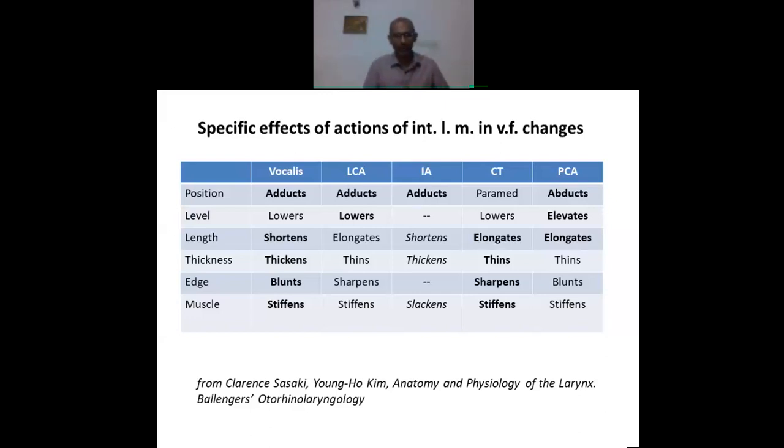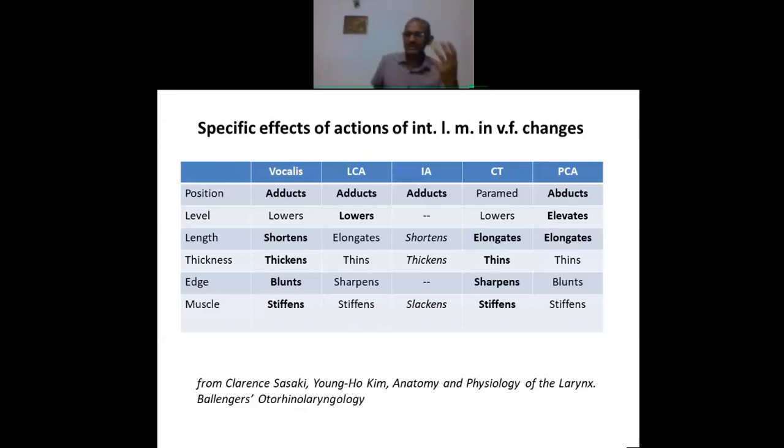Now coming to the cricothyroid. The cricothyroid is taken as an intrinsic muscle of the larynx, but it's outside the structure. And what does it do? Again, look at all the things. It doesn't have much effect on the position. It neither adducts fully nor abducts, so it keeps it in the paramedian position. But look at all the other actions. It elongates the vocal fold, thins, sharpens, and stiffens. If you just see those words and close your eyes and imagine, it causes a knife-like effect. It makes the vocal fold like a knife.